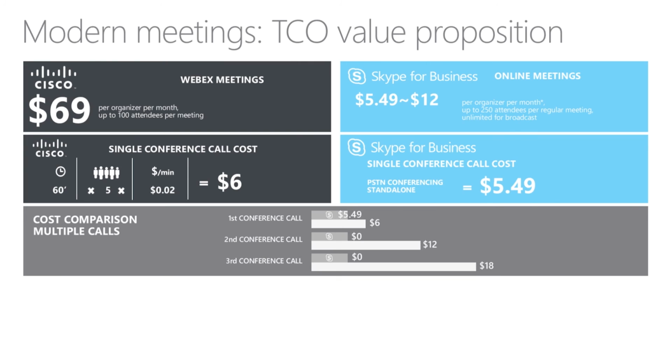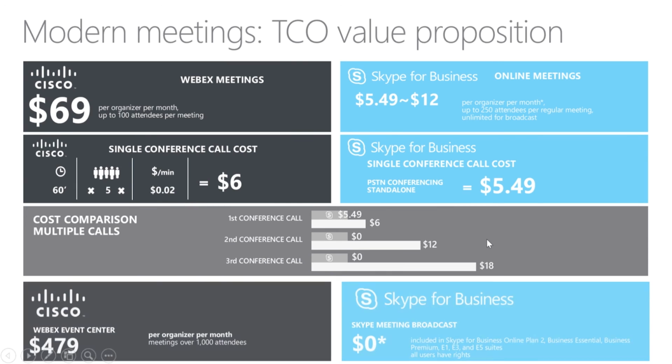Now, if you look at the cost of the second meeting on WebEx, again with 5 people for 60 minutes, it would cost another $6, which means that by the time we do our second meeting on WebEx, we are spending $12 in addition to the $69. The third meeting, it would be $18 in addition to the $69. And on the Microsoft side, after spending the first $5.49 per user for the first user, who is the initiator, there's actually no additional cost for using the audio bridge.